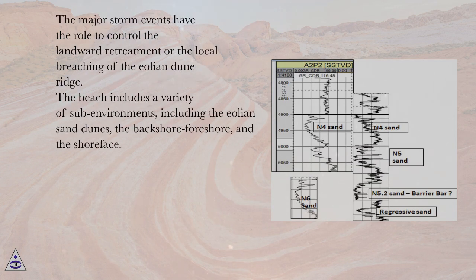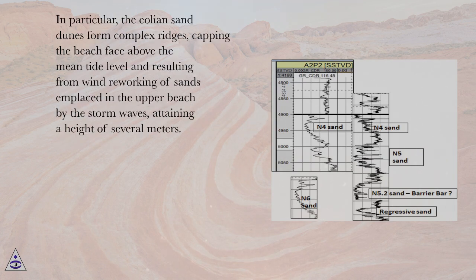The major storm events have the role to control the landward retreatment or the local breaching of the eolian dune ridge. The beach includes a variety of sub-environments, including the eolian sand dunes, the backshore, the foreshore, and the shore face. In particular, the eolian sand dunes form complex ridges, capping the beach face above the mean tide level and resulting from wind reworking of sands emplaced in the upper beach by the storm waves, attaining a height of several meters.